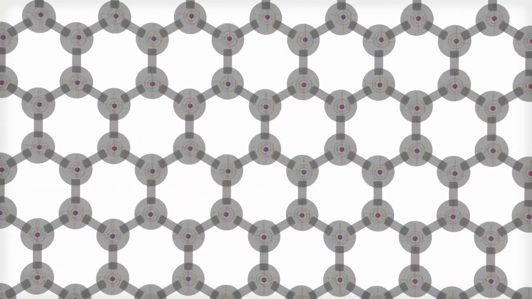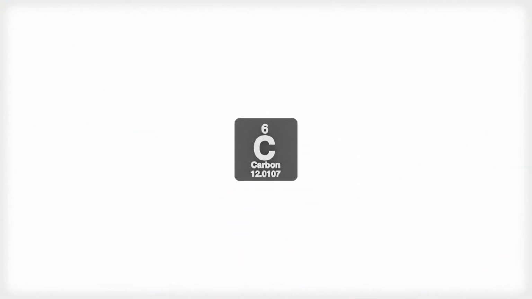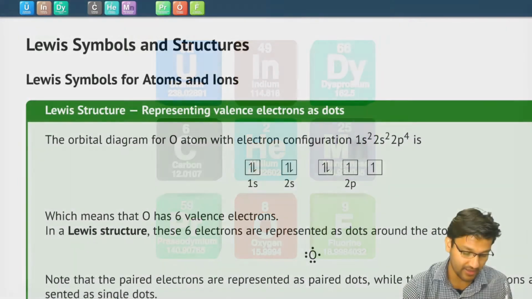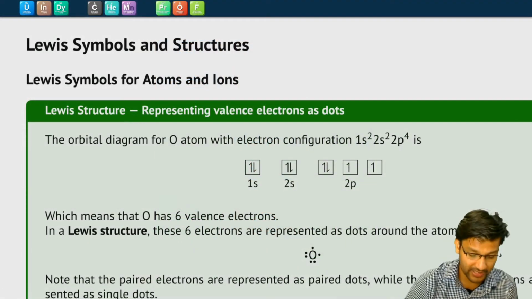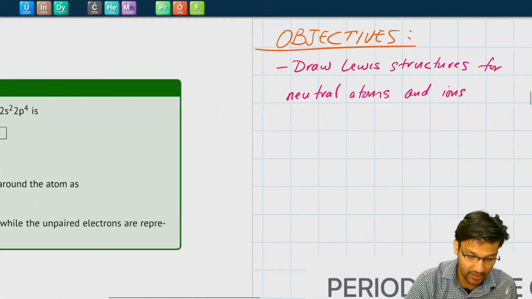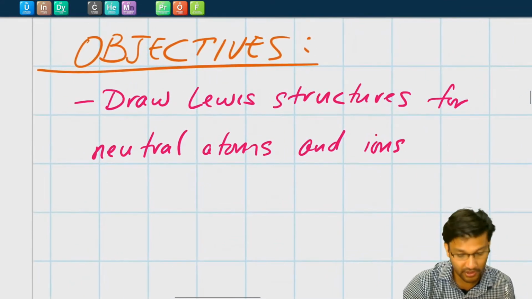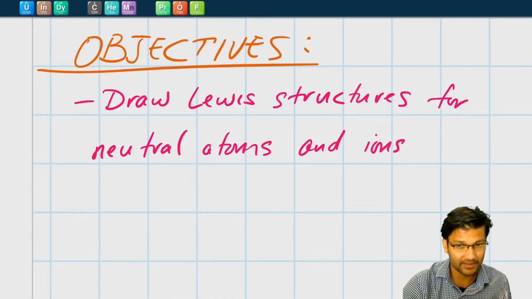Hello students, this is Professor Chalai, and in this video we're going to look at Lewis symbols for atoms and ions. As always, you can follow along with our Chapter 7 workbook. By the end of this video, you should be able to draw the Lewis structures for neutral atoms and for ions.